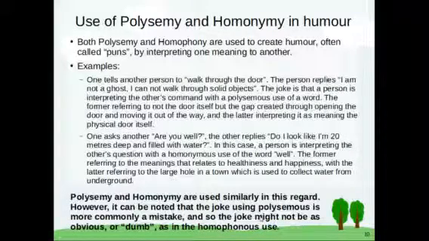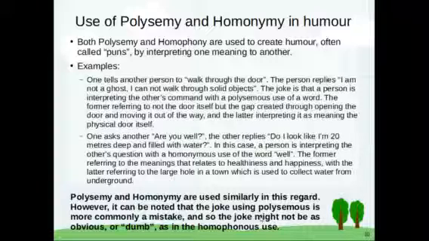So the use of polysemy and homonymy in humor. Both polysemy and homonymy are used to create humor, often called puns, by interpreting one meaning as another. So this is how they're similar, but they're used in different ways. For example, one tells another to walk through the door. The person replies, "I am not a ghost, I cannot walk through a solid object." So the joke is that the person is interpreting the other's command with a polysemous use of the word. The former referring to not the door itself, but the gap created through the opening of the door and moving out of the way, and the latter interpreting it as the meaning of the physical door itself.